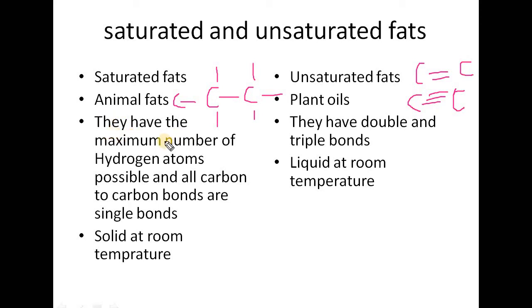Saturated fats have the maximum number of hydrogen atoms, as we said. They have only single bonds, and they are solid at room temperature because they are saturated, so the texture is solid. The unsaturated fats, like plant oils, have double bonds, as we said, or triple bonds, and they are liquid at room temperature. Okay, let's move to the next slide.